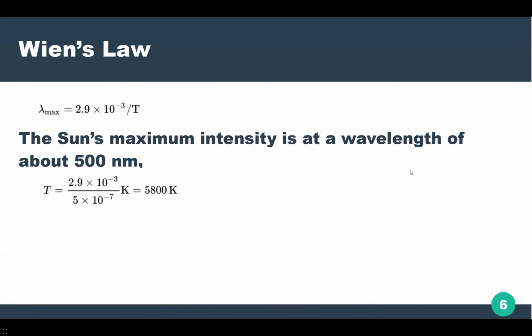Lambda max is equal to 2.9 times 10 to the negative 3 over the temperature. So the sun's maximum intensity is at a wavelength of 500 nanometers. Therefore, temperature is equal to 2.9 times 10 to the negative 3 over 5 times 10 to the negative 7, in Kelvin, which is equal to 5,800 Kelvin.